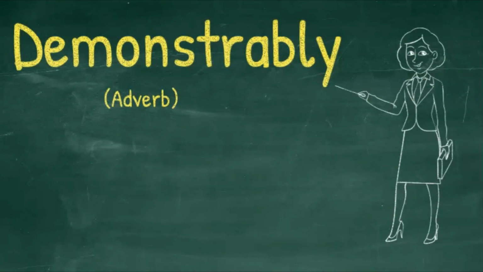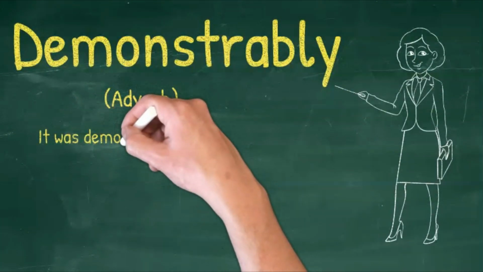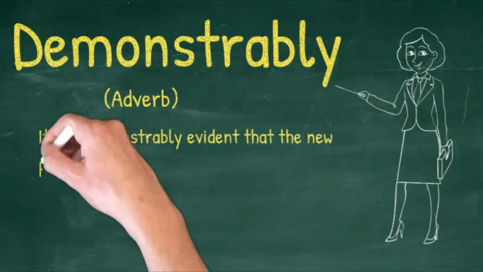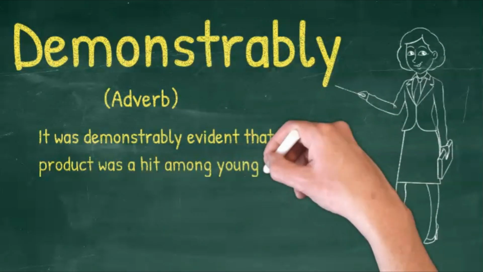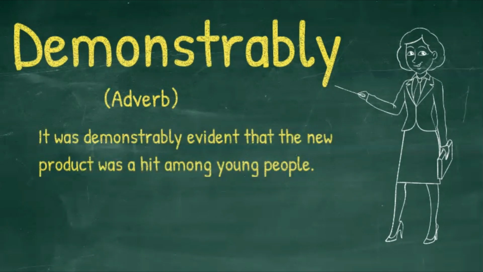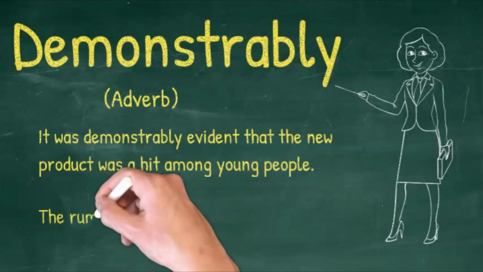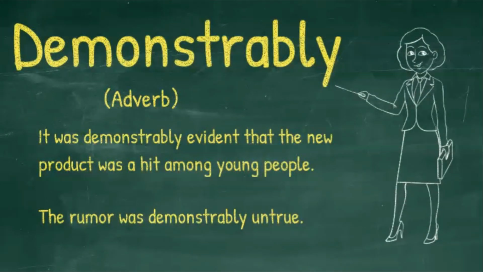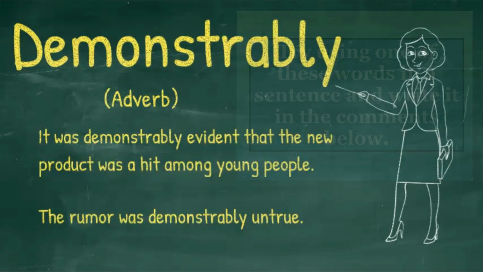The adverb form is demonstrably. It was demonstrably evident that the new product was a hit among young people. In this sentence, it is used to show that there is evidence, and it is very clear evidence. The rumor was demonstrably untrue. This would mean that it would be possible to show evidence that the rumor was not true.